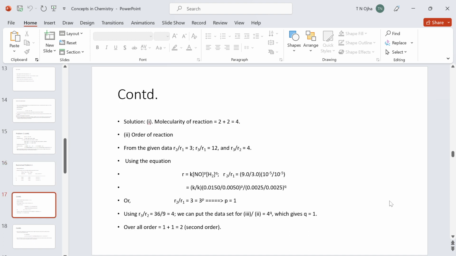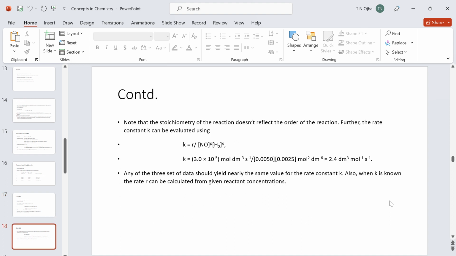In this case, we determine P equal to 1 and K is also 1 just by using simple arithmetic. Overall order is 2. Note that the stoichiometry of the reaction does not reflect the order of the reaction. Further, the rate constant K can be evaluated using K equal to rate over reactant concentrations raised to the respective powers. So in this case, K has been calculated like this, as shown on the screen.